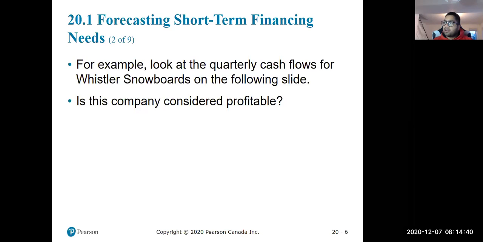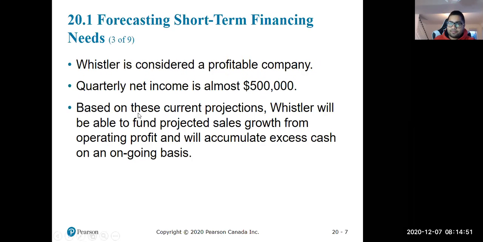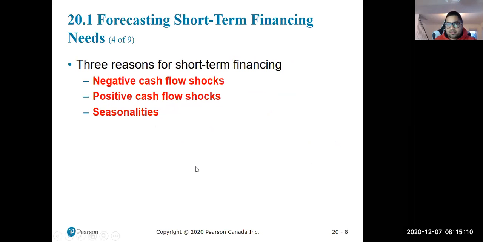So we need to figure out what is the cash inflow the firm gets, what is the cash outflow the firm gets, and whether they have deficits or surpluses. So in the book you can refer to it. Whistler is considered to be a profitable company. Net income is 500,000 based on current projections. Whistler will be able to fund projected sales growth from operating profits and accumulate excessive cash on an ongoing basis.